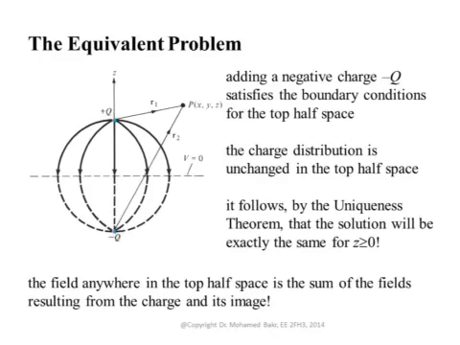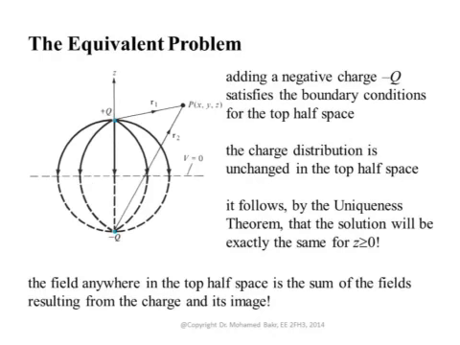What is happening? Every point in this plane is at the same distance from minus Q as from Q. So they cancel each other out, and they give a total of 0 potential everywhere here. So by doing that, we maintain the same boundary condition. The charge distribution in the top half space is the same. Then the solution here is going to be the same.